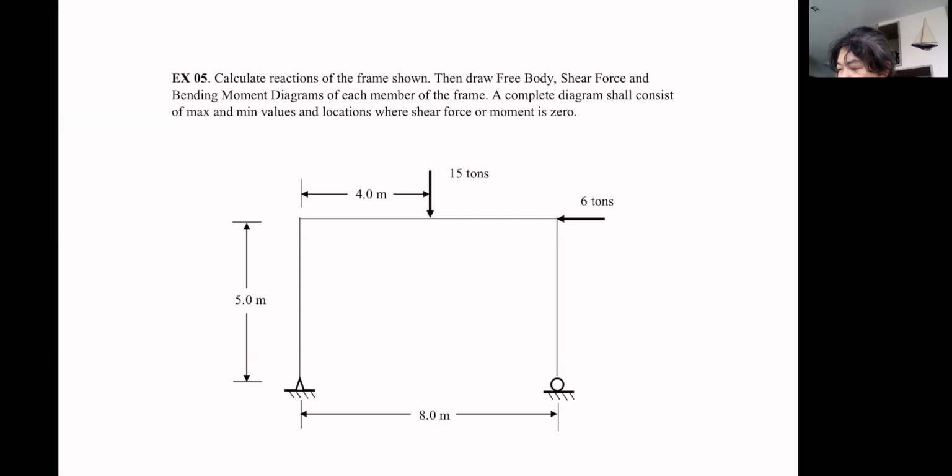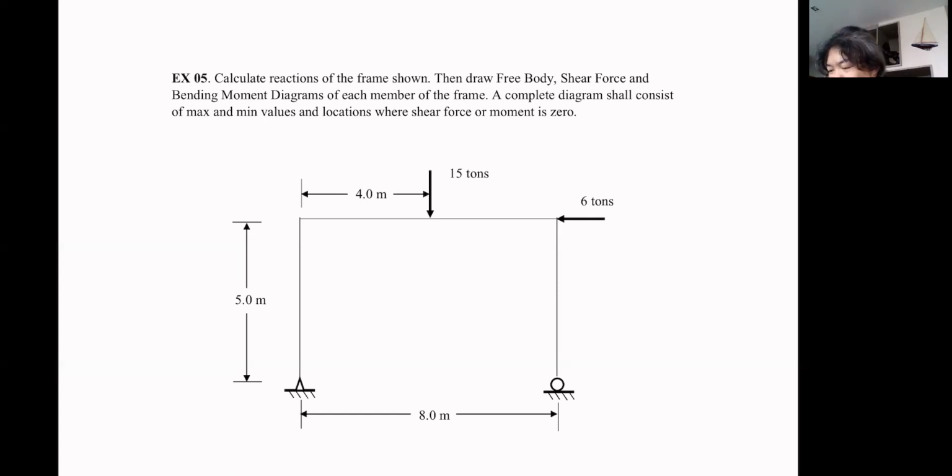But one thing for sure is that you still have one horizontal support. So we can safely say that this is going to be 6 tons. For sure. That's one thing we do know. And before I do that, let me call this A, B, C, and D.